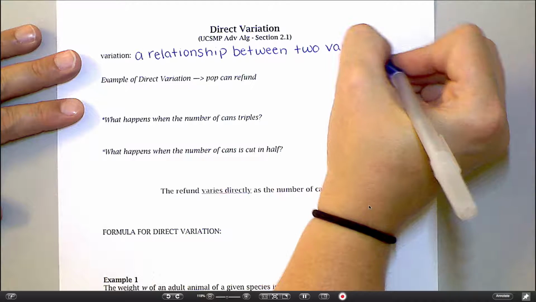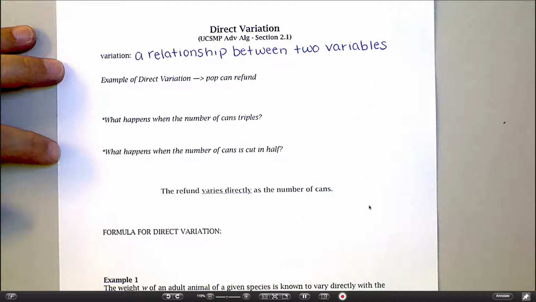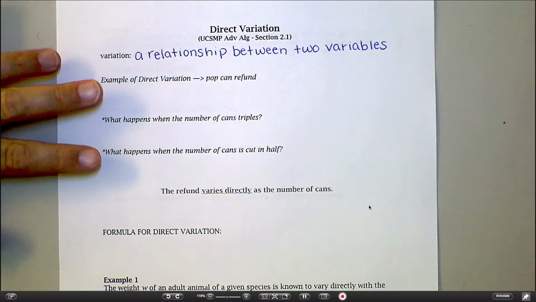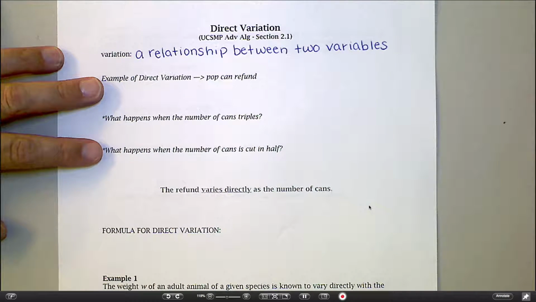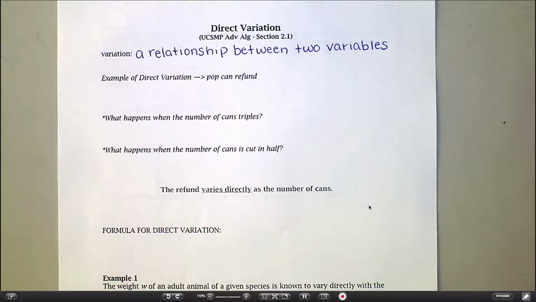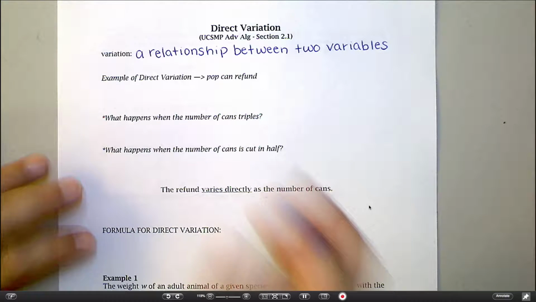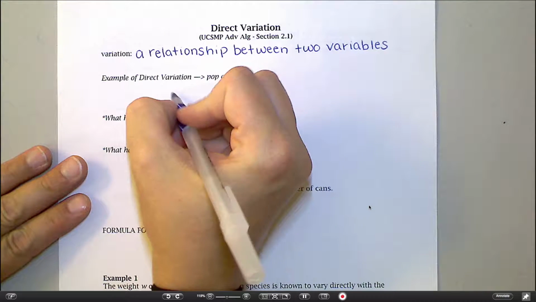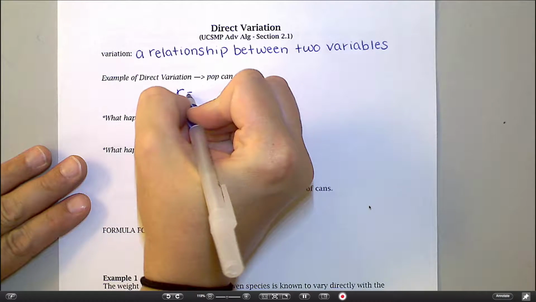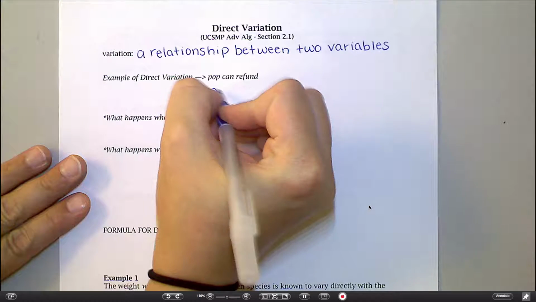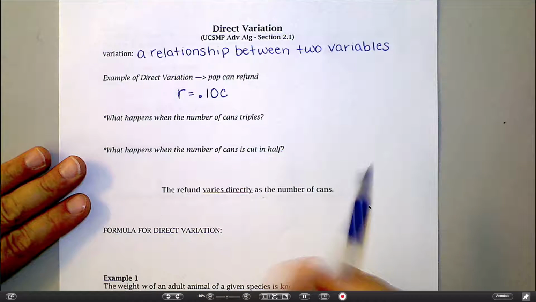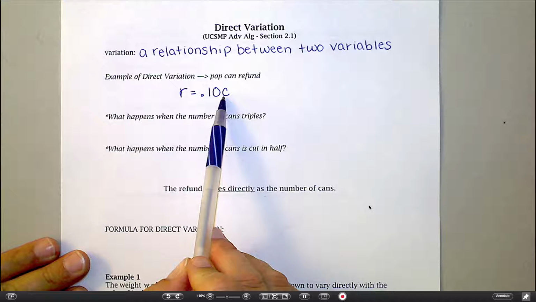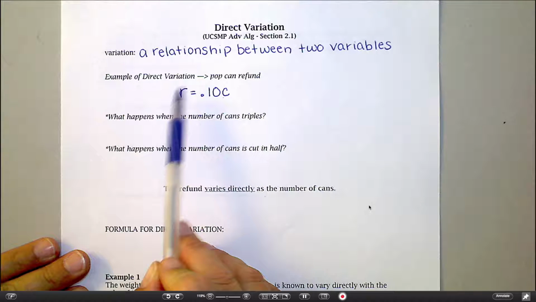And so as an example of what I mean by direct variation, I'm going to put this here. First of all, I don't think you need to copy all of this down. In fact, you might not even need to write it down at all. I'm just trying to make a point about what I mean by variation. So pop can refunds, okay? You get 10 cents per can. So we could set up an equation for that, and we could say our refund is equal to 10 cents per can. This is a variation relationship where when I change how many cans I get, that also changes my refund, okay?